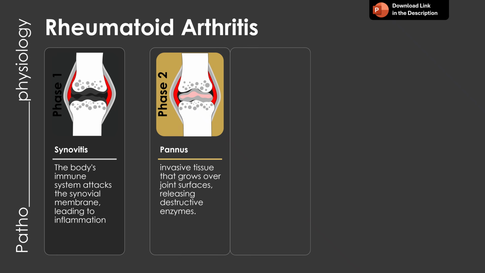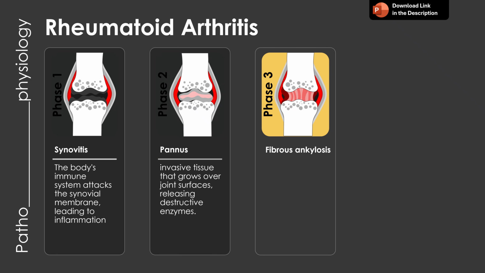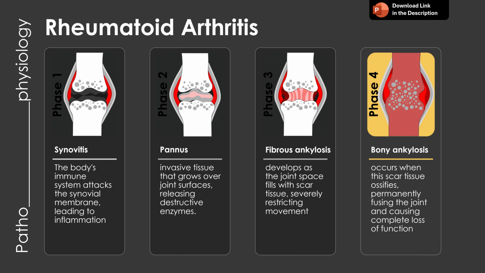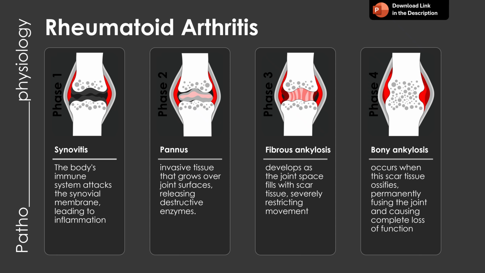By phase 3, fibrous ankylosis develops as the joint space fills with scar tissue, severely restricting movement. In the final phase 4, bony ankylosis occurs when this scar tissue ossifies, permanently fusing the joint and causing complete loss of function.